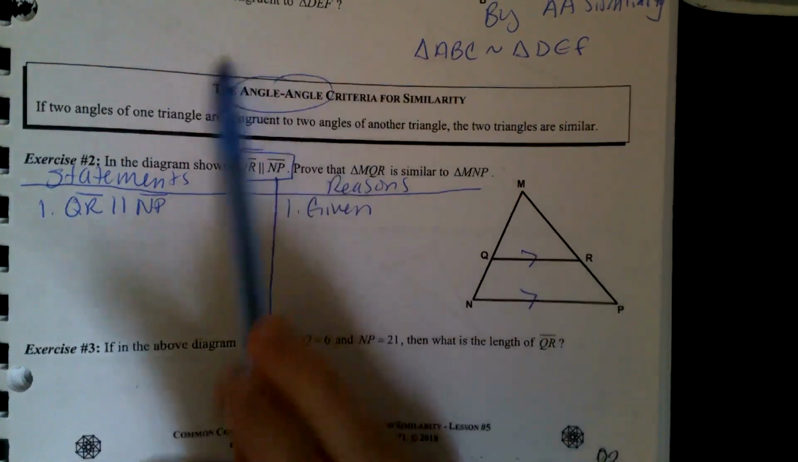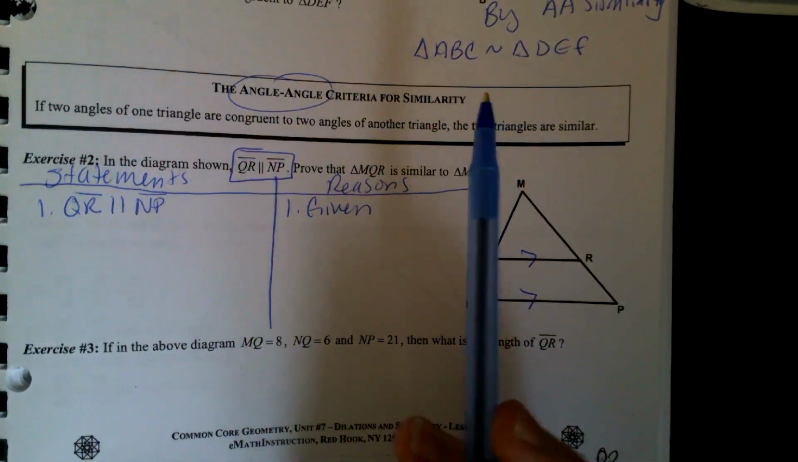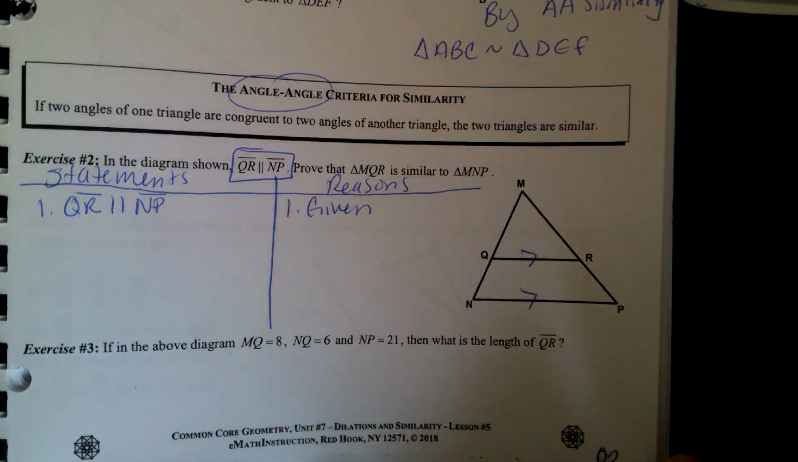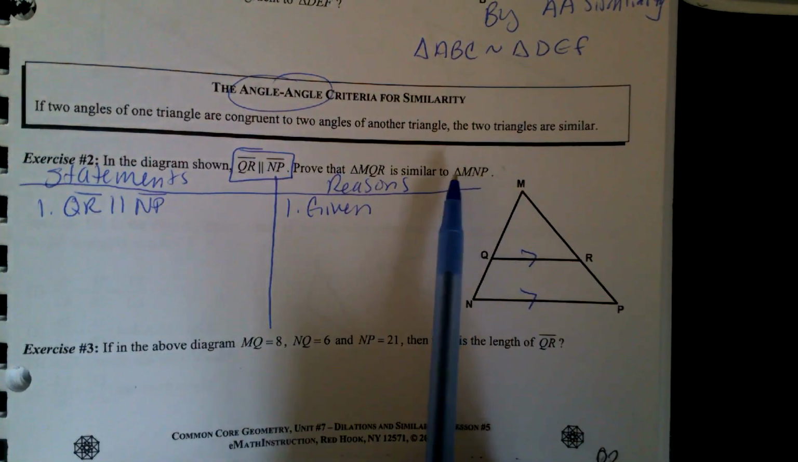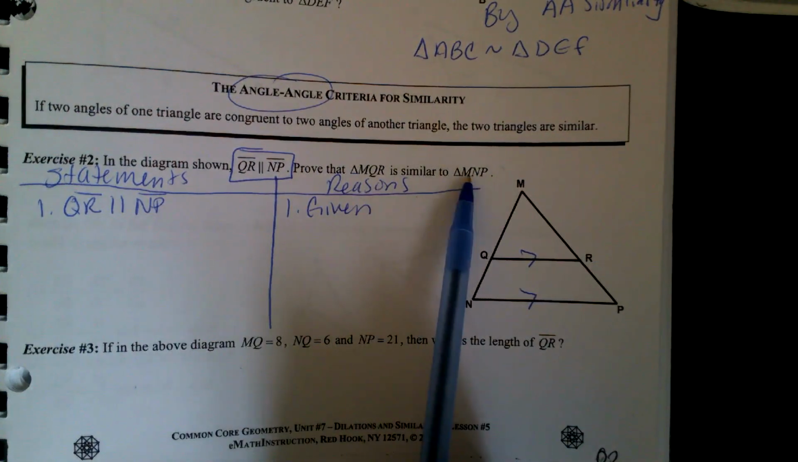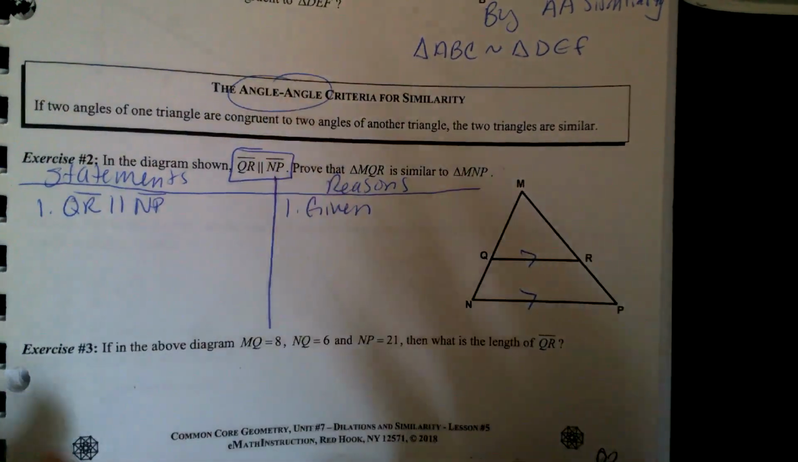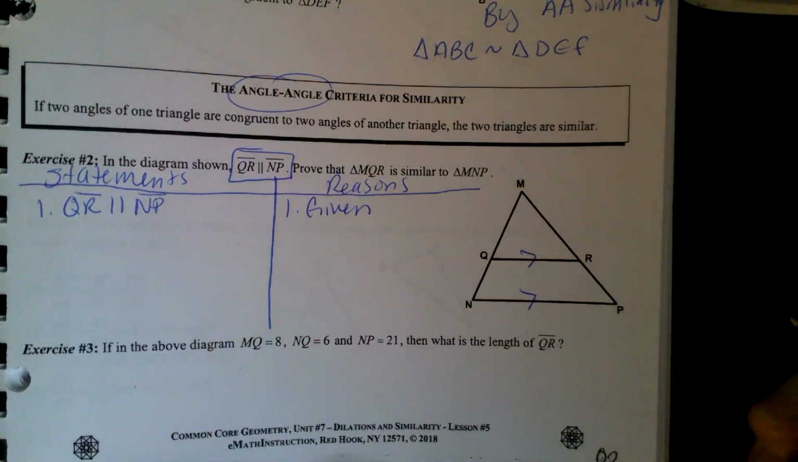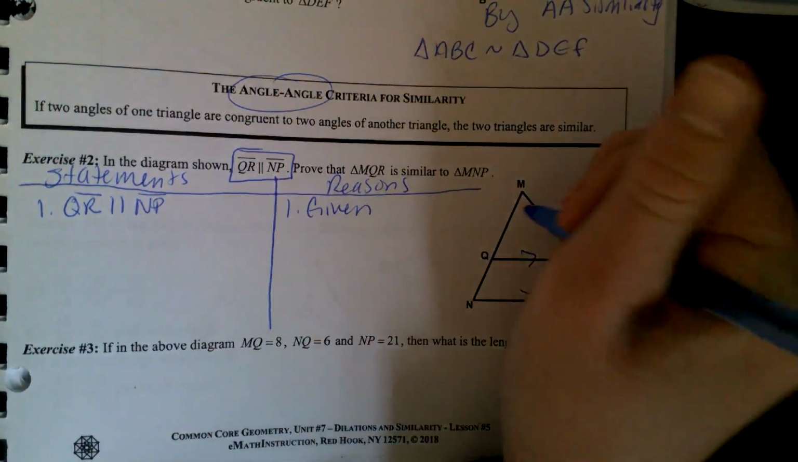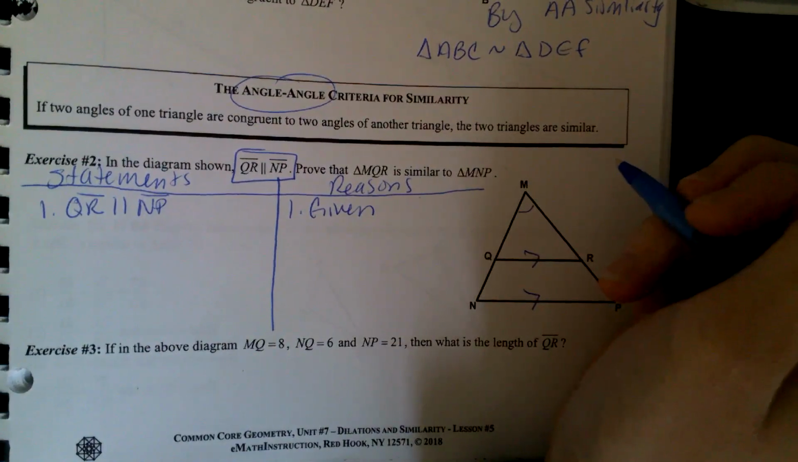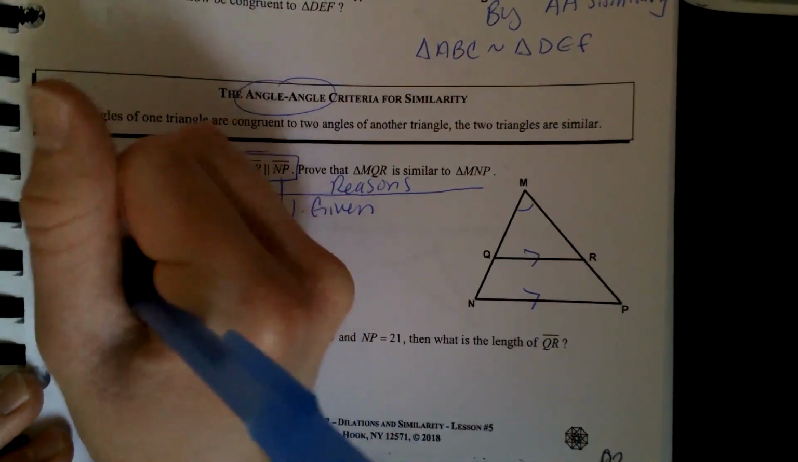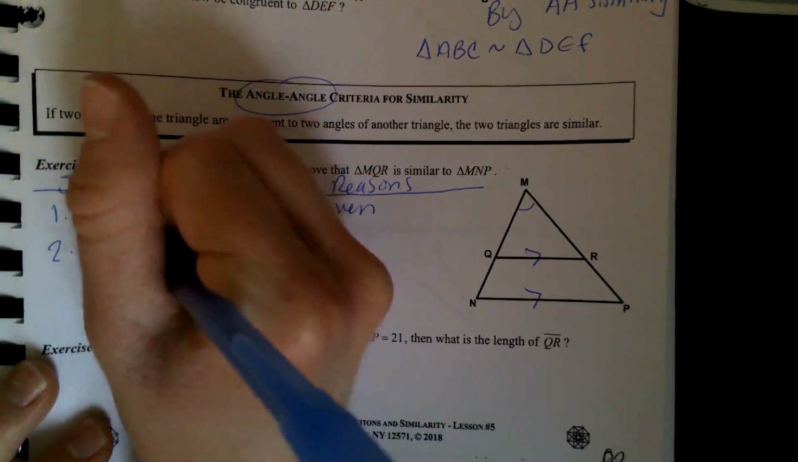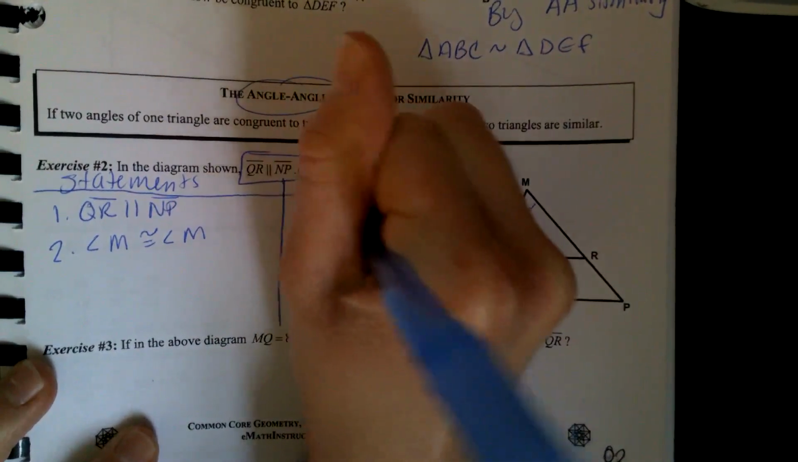Now we're going to use our angle-angle. So essentially, all we have to do is find two angles that are congruent in these two triangles to prove that this triangle is similar to this triangle by our angle-angle. Okay. Now I'm looking at this and I am saying to myself, well, M is part of both triangles. So M is congruent to itself. So I'm first going to say angle M is congruent to angle M by our reflexive property.